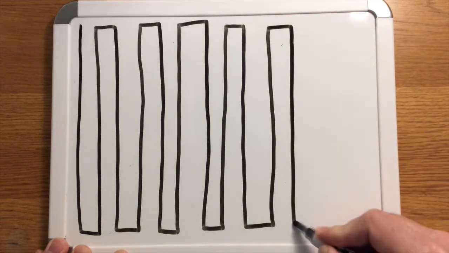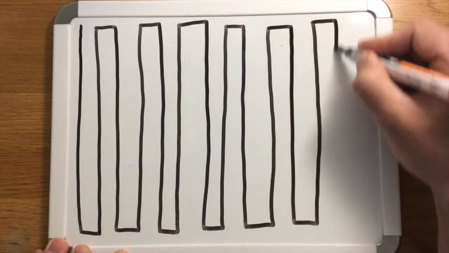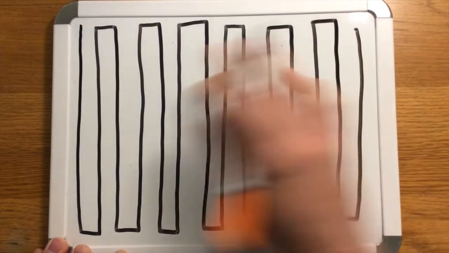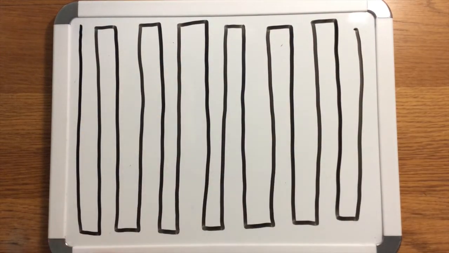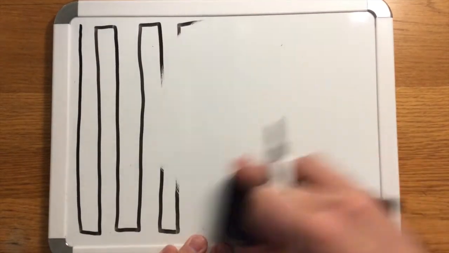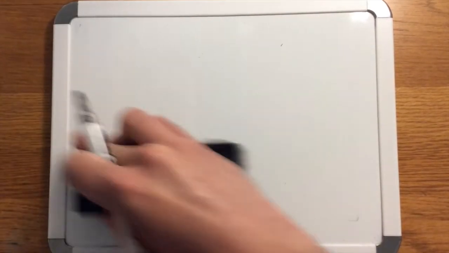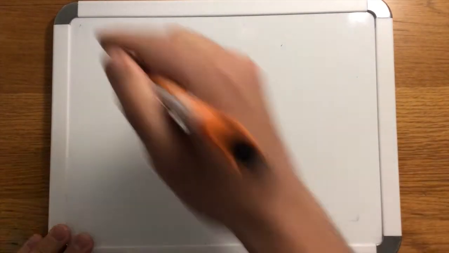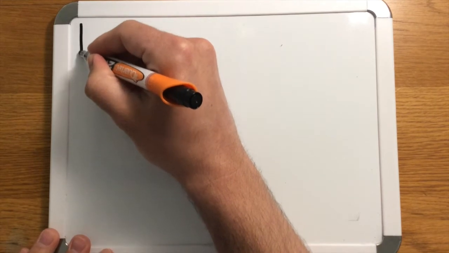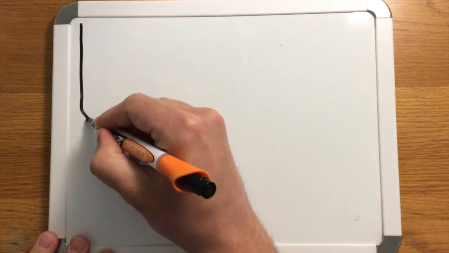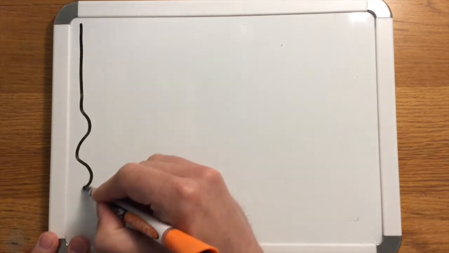So to add more interest to my picture though, I'm going to change my line throughout the design instead of just staying straight up and down the whole time. So I'm going to start here in the corner. I'm going to start with a straight line. And before I get to the bottom of the line, I'm going to start curving it. So I'm going to move my hand a little bit back and forth.